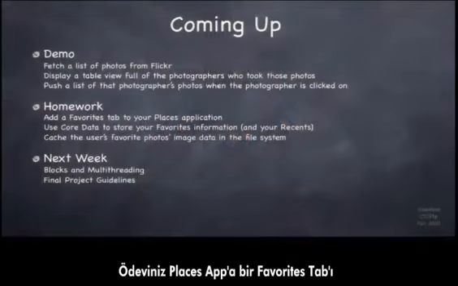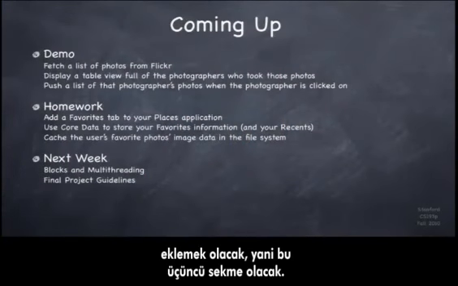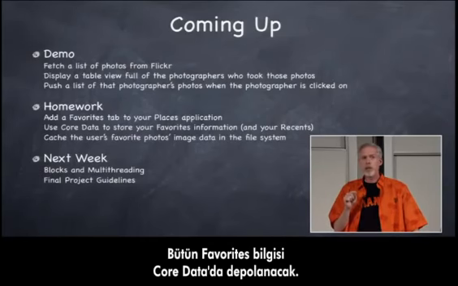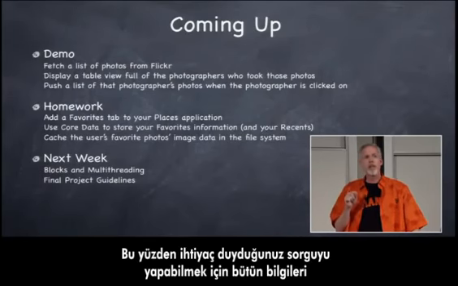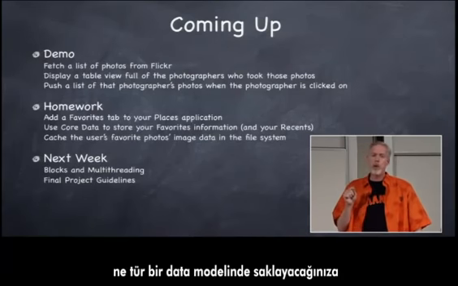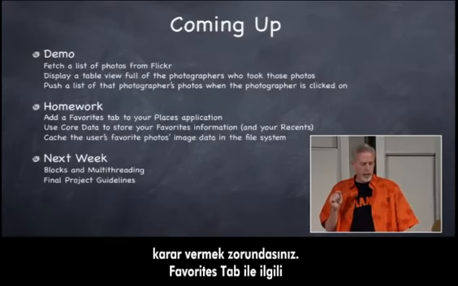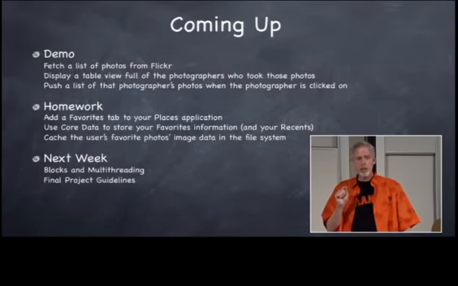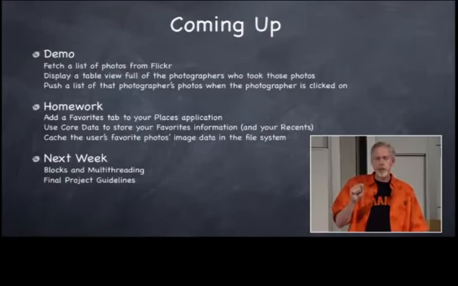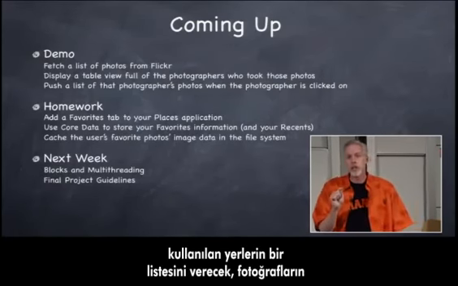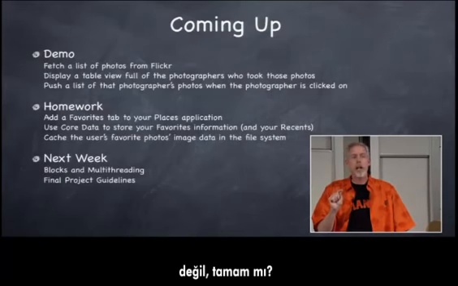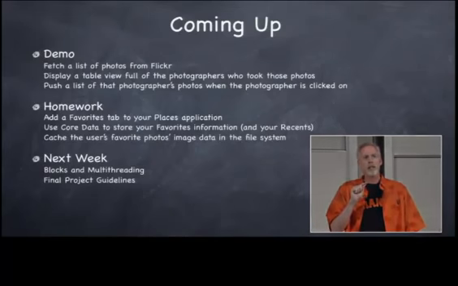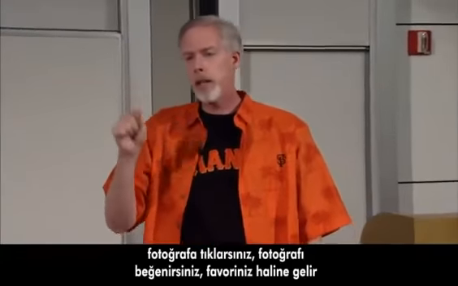Your homework is going to be to add a favorites tab to your Places app. It's going to be a third tab. All your favorites information is going to be stored in Core Data. So you're going to have to decide what kind of data model you need to store all the information so that you can do the querying you need to do. One thing about the favorites tab, and I underlined and bolded this in the homework assignment, so don't miss this part: the favorites tab shows you a list of favorite places, not photos. When you click on a favorite place, it shows you the favorite photos taken in that place.